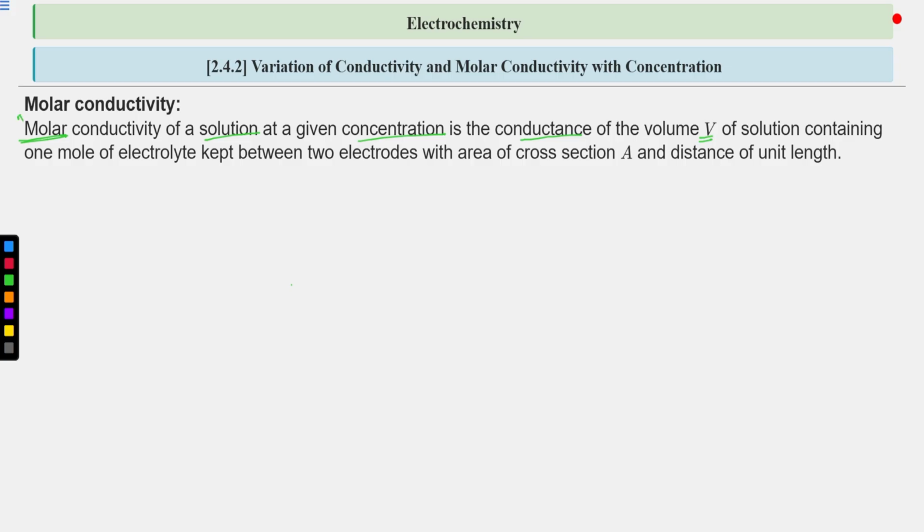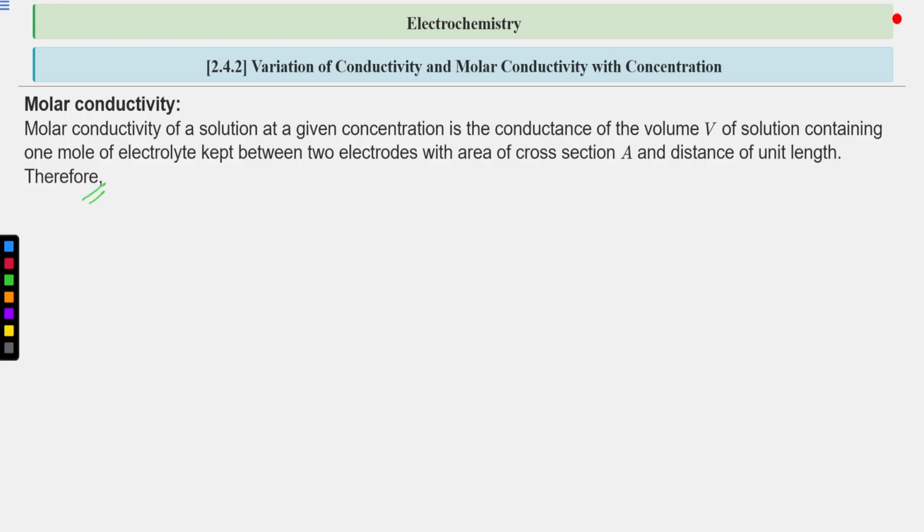The definition says that molar conductivity for a solution at a given concentration is the conductance of volume V of the solution. The concentration you can define in terms of molarity, and molar conductivity is the conductance of that solution having volume V and containing 1 mole of electrolyte, kept between two electrodes with area of cross section A and distance of unit length. Unit length means the length between the electrodes is taken as 1, and the area of cross section of the two electrodes is A. The solution has 1 mole of electrolyte. So the conductivity of that solution is defined as the molar conductivity.